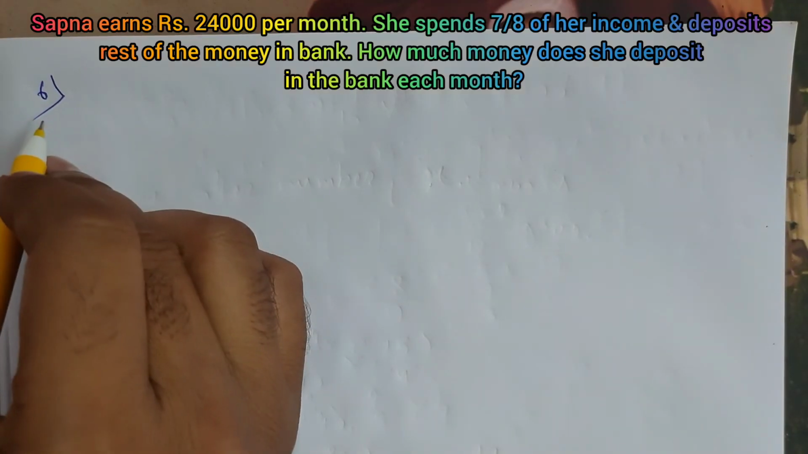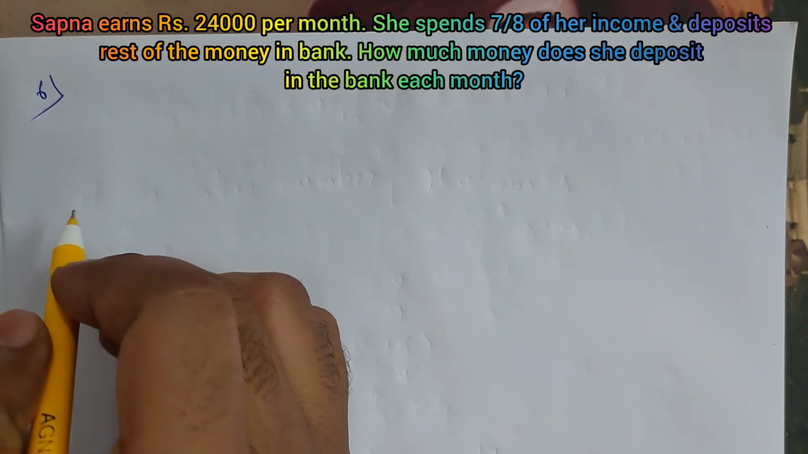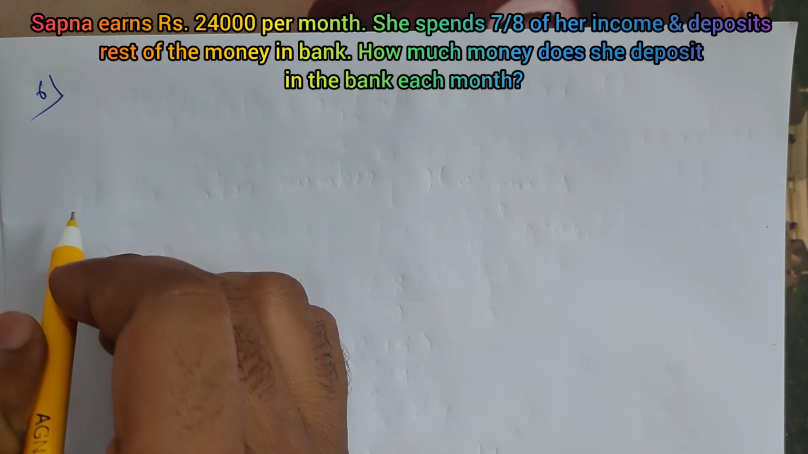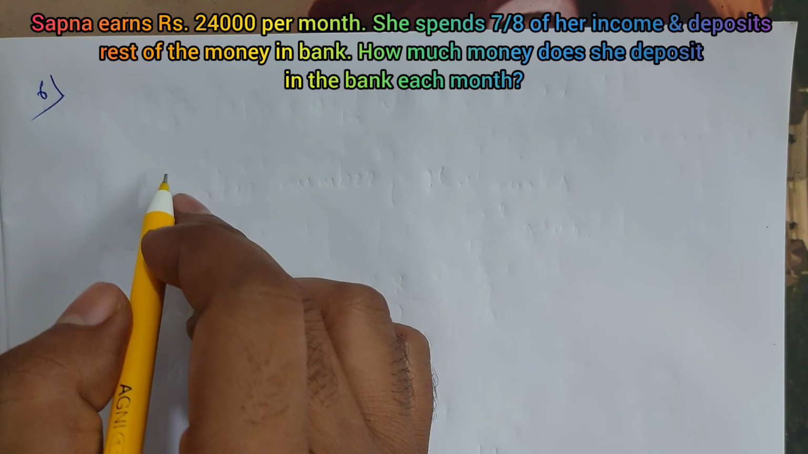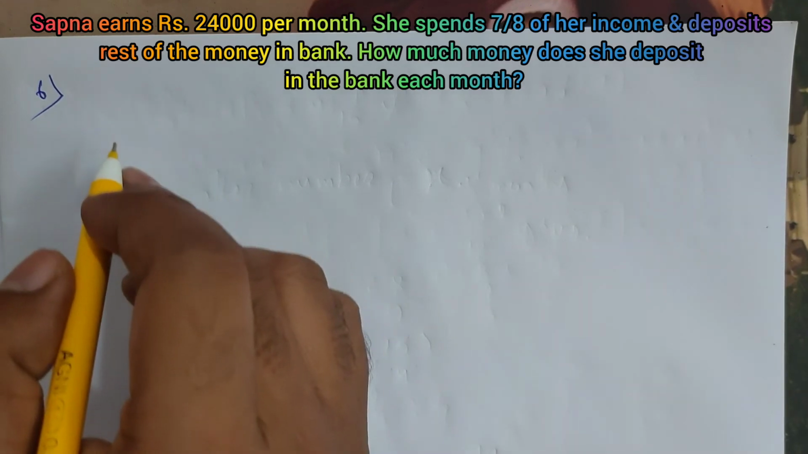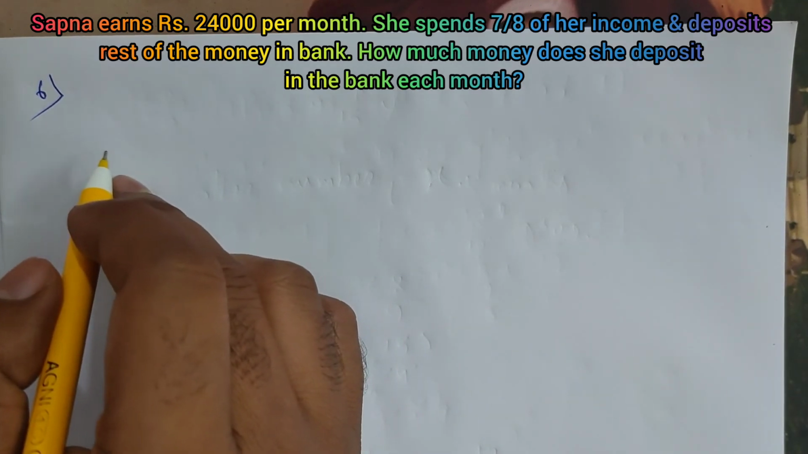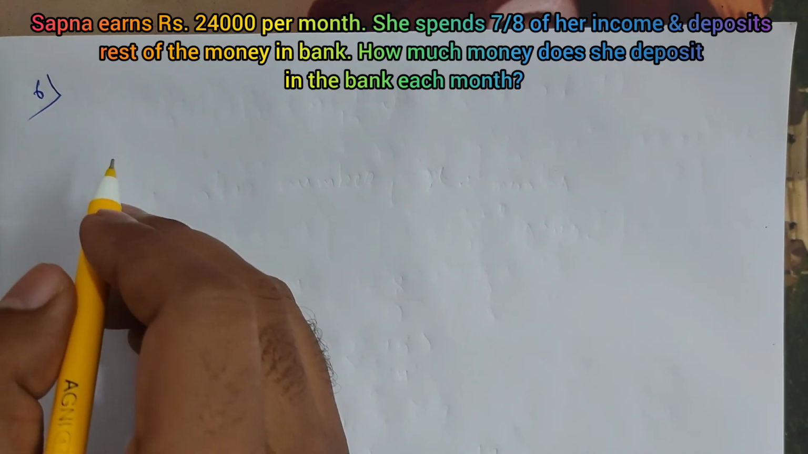Now question number 6. Swapna earns rupees 24,000 per month. She spends 7 by 8 of her income and deposits the rest of the money in bank. How much money does she deposit in the bank each month? That means total income is here 24,000, and within this 24,000, 7 by 8 of her income she spends. That means what to do?